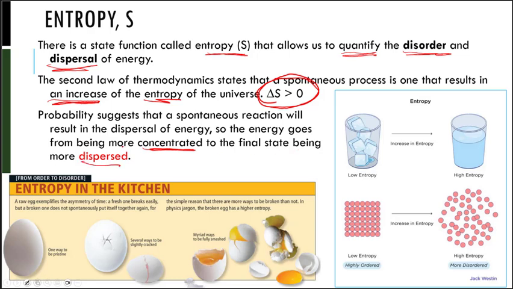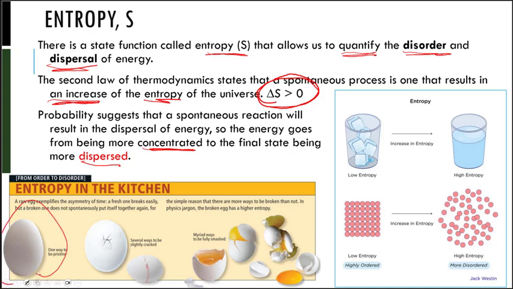Here's an example of entropy in the kitchen. We have a raw egg. It exemplifies the asymmetry of time. A fresh one breaks easily, but a broken one does not spontaneously put itself together again, for the simple reason that there are more ways to be broken than not. In physics jargon, the broken egg has a high entropy.